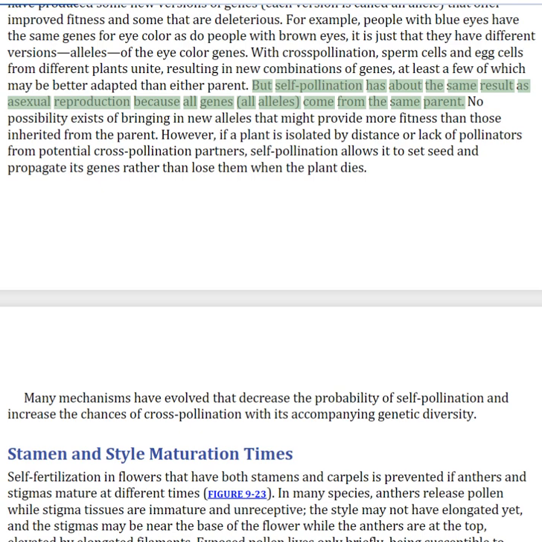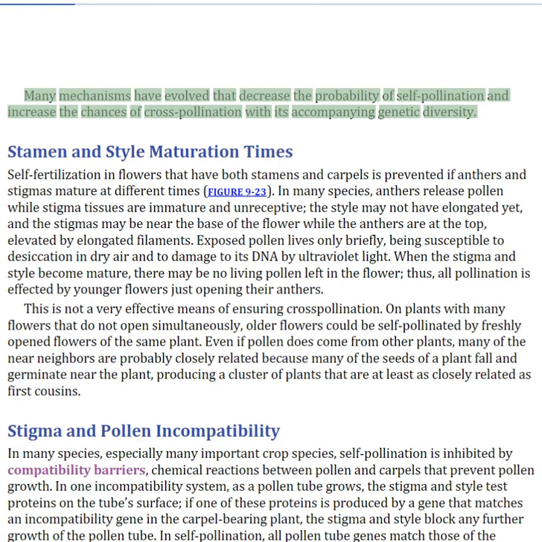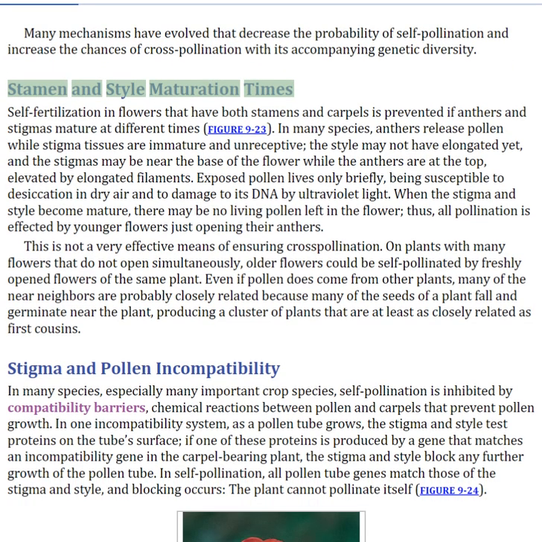But self-pollination has about the same result as asexual reproduction because all genes come from the same parent. No possibility exists of bringing in new alleles that might provide more fitness than those inherited from the parent. However, if a plant is isolated by distance or lack of pollinators from potential cross-pollination partners, self-pollination allows it to set seed and propagate its genes rather than lose them when the plant dies. Many mechanisms have evolved that decrease the probability of self-pollination and increase the chances of cross-pollination with its accompanying genetic diversity. Stamen and style maturation times.